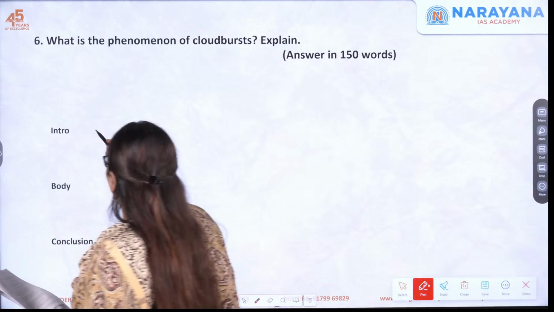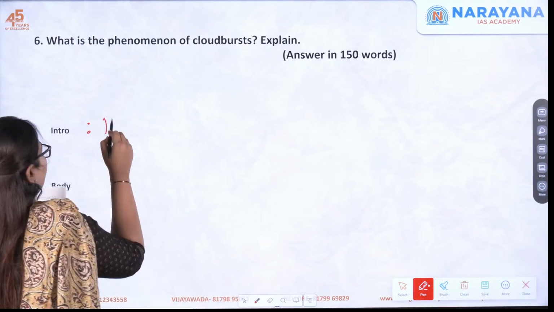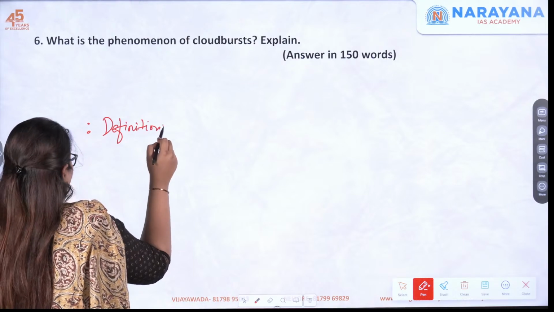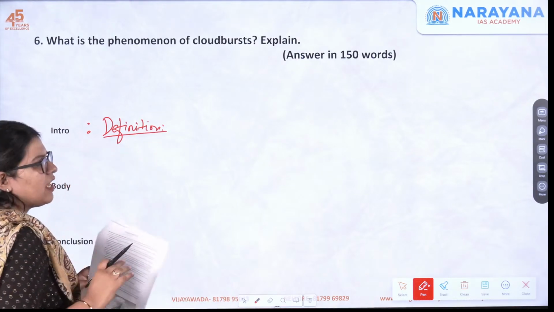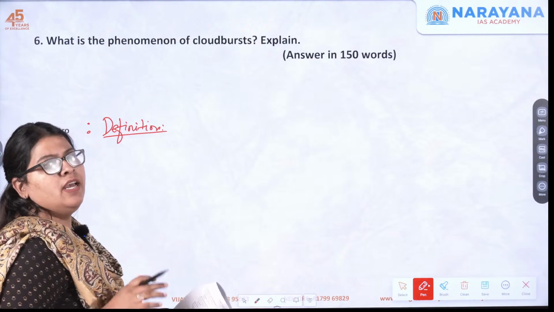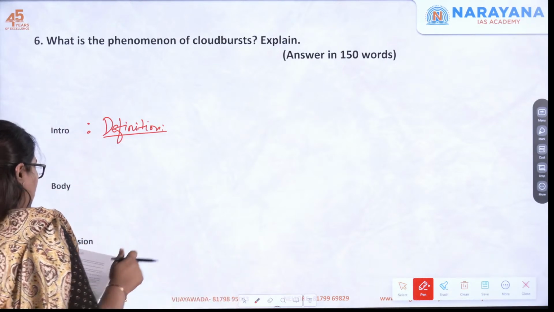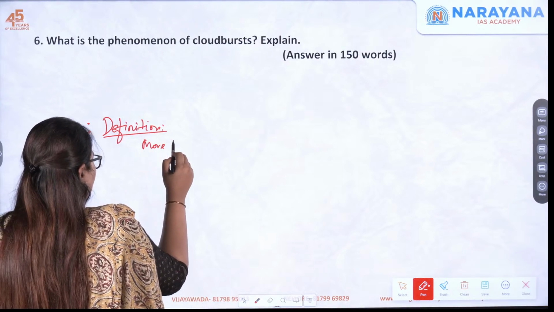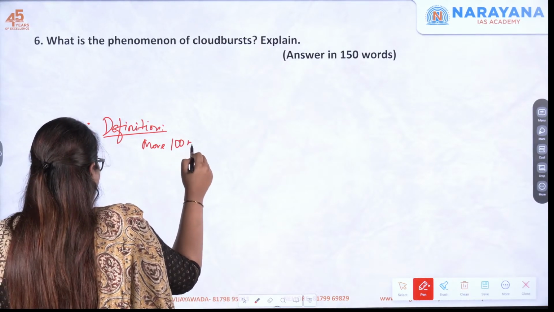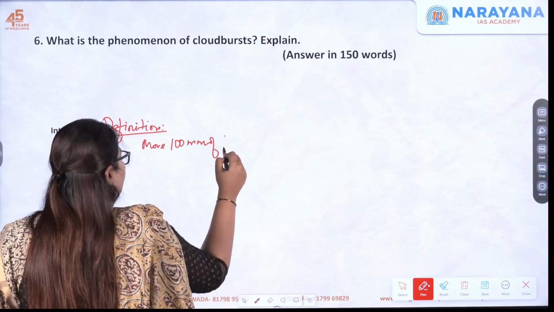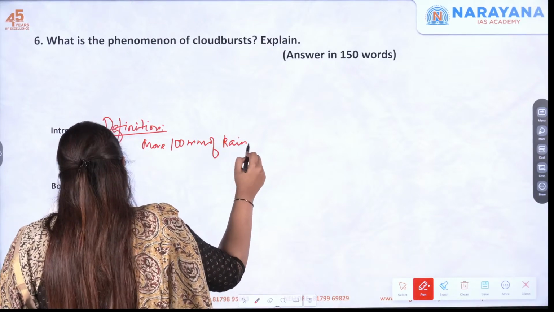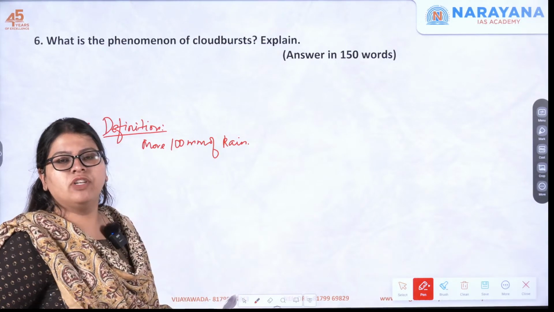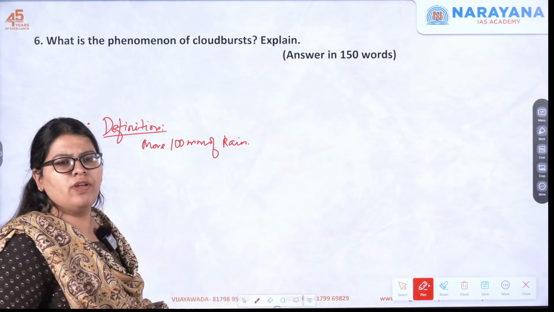And so here you start by giving the definition. You will say it is an intense downpour of rainfall, typically localized to a very, very small area, and you say more than 10, that is 100 millimeter of rain can fall within a period of 1 hour. Okay, so this causes intense rainfall over a particular area.